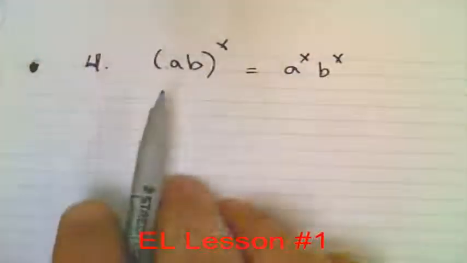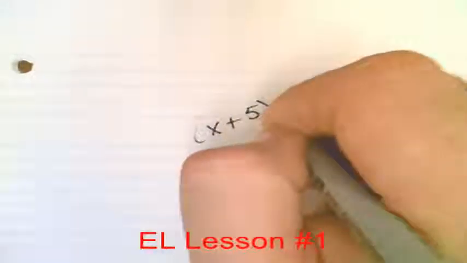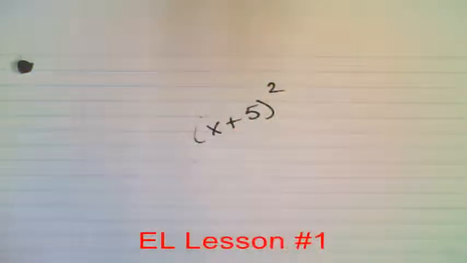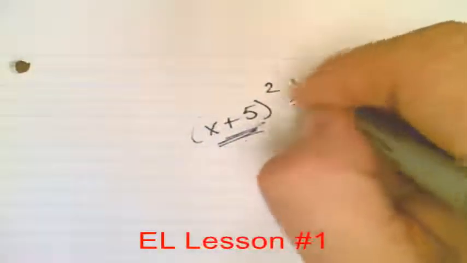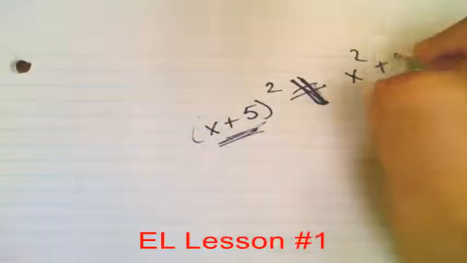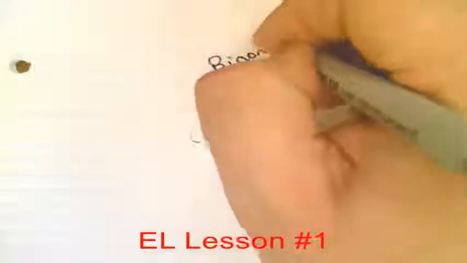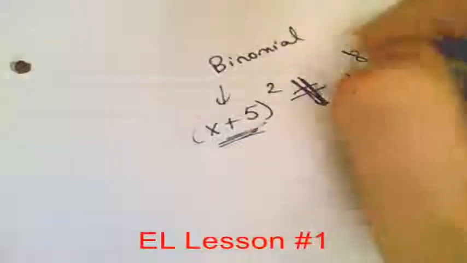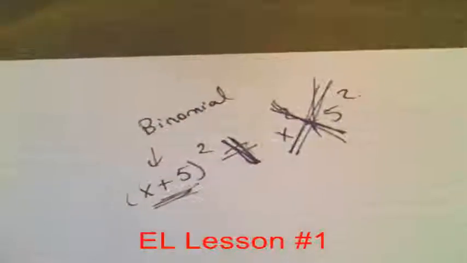This is not the case if it's a binomial. What I mean by that is when you've got something like x plus 5 squared. When we were doing polynomials, we had this. This is a binomial. It does not equal x squared plus 5 squared. Because the thing is, this is a binomial. So this is wrong. It doesn't work that way.